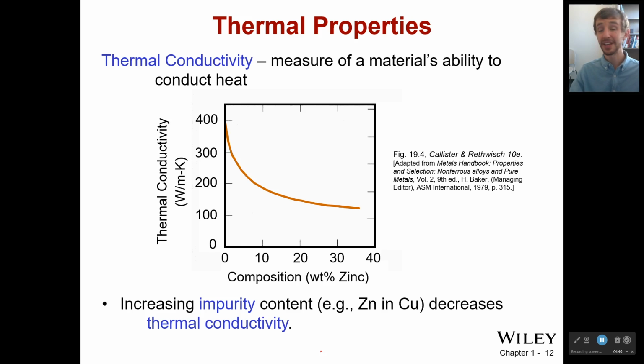Okay, finally, thermal properties. Well, thermal conductivity is a measure of a material's ability to conduct heat. Okay, can it conduct heat from one side to the other? Metal's really good at that. It's hot on one end, it's hot on the other. Wood, not that good at it. Ceramics, not that good at it.